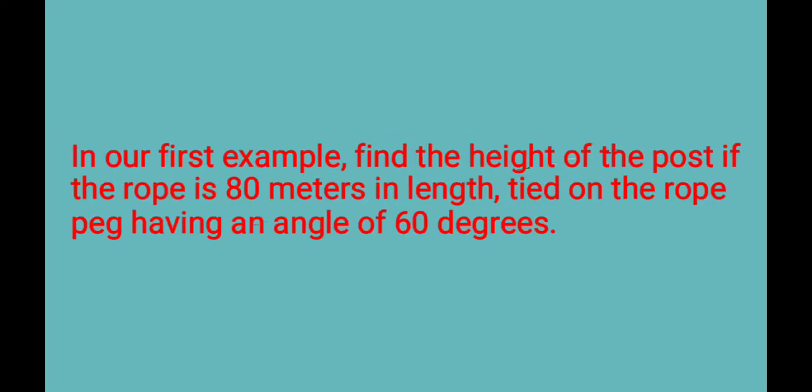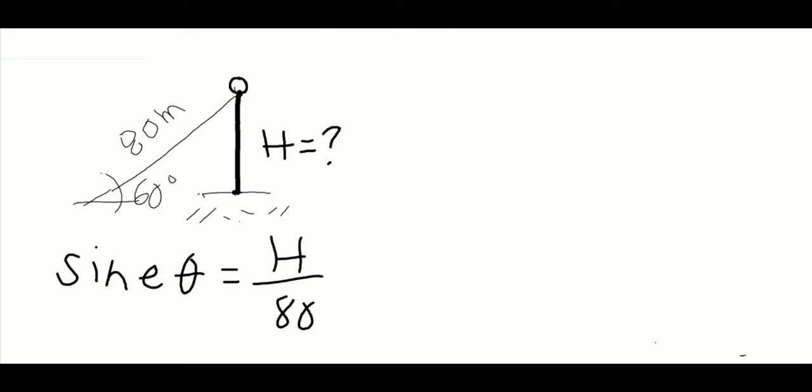In our first example, find the height of the post if the rope is 80 meters in length, tied on the rope peg having an angle of 60 degrees. First, draw the diagram as stated in the worded problem. As shown in the diagram, the unknown to be computed is the height of the pole. Thus, sine theta is equal to the height of the pole over 80 meters, which is the length of the rope tied on the rope peg.